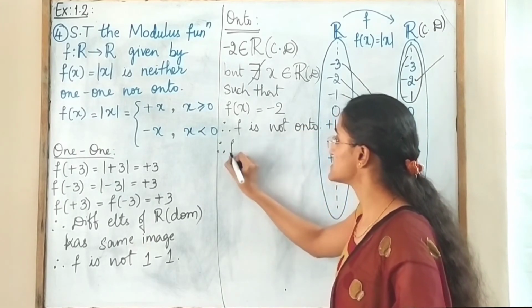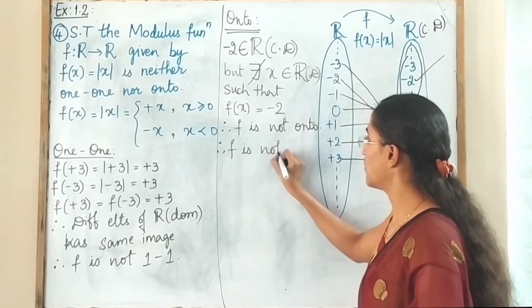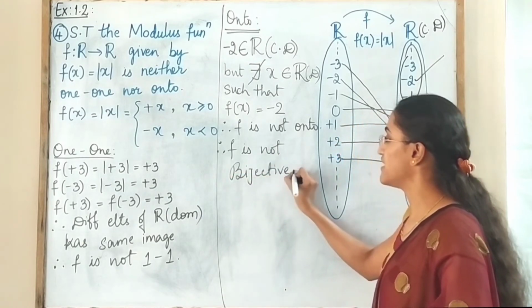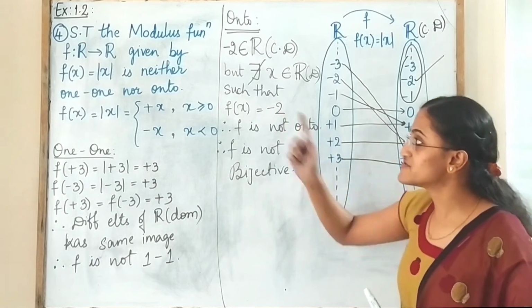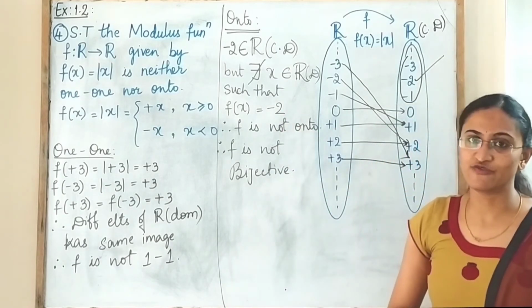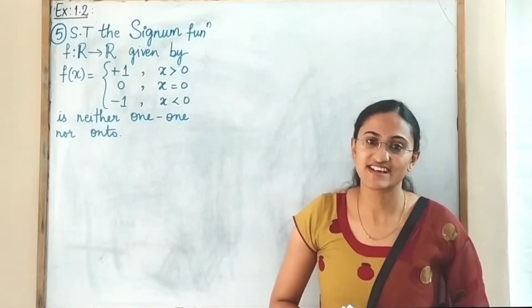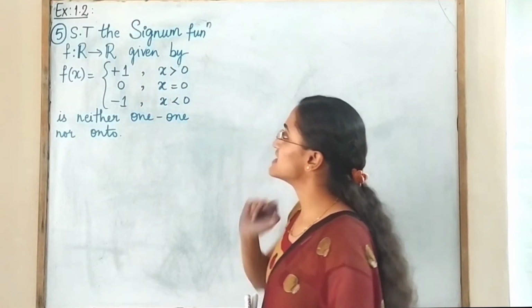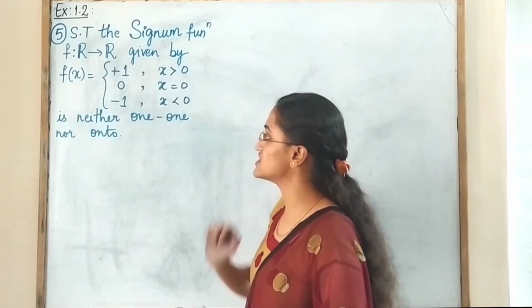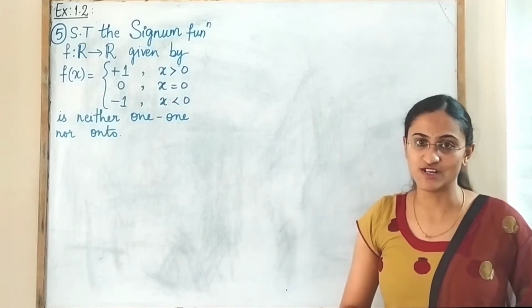therefore obviously f is not a bijective function. Therefore, we have proved that the modulus function is neither one-one nor onto function. Check out the next problem. Show that the signum function f from R to R given by this function is neither one-one nor onto.